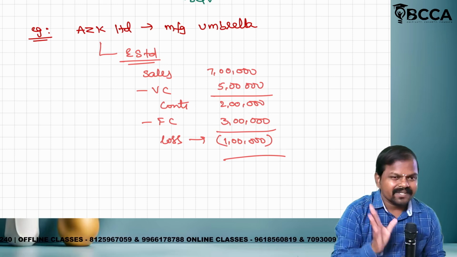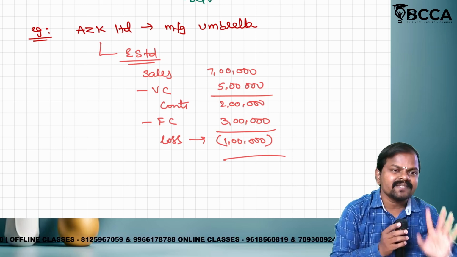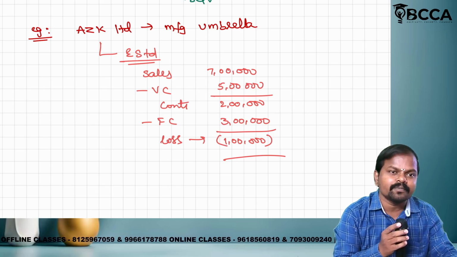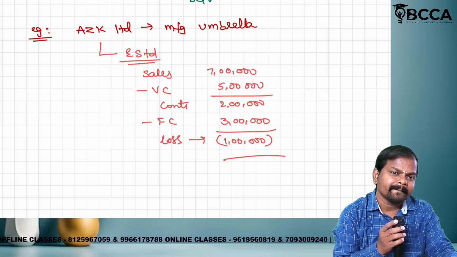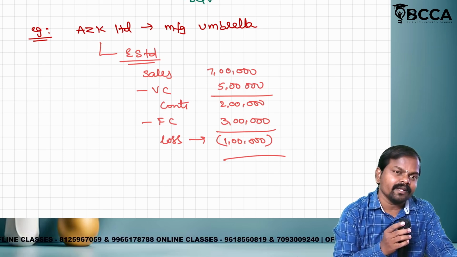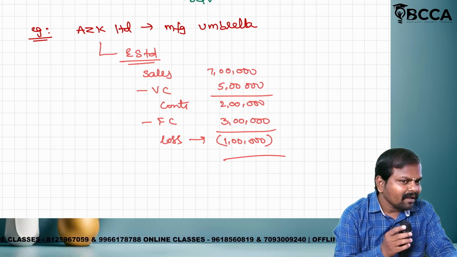No. Losses. Loss is there. Minimum sales secondary. Loss is there. Even though loss is there, you are opting continue option. Why? You are thinking that in this year loss, in next year profit means we will set off. Correct? Okay.